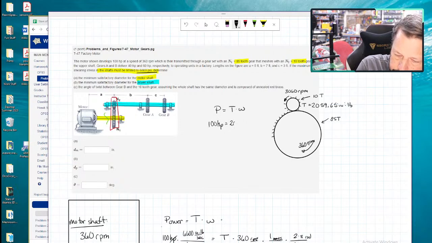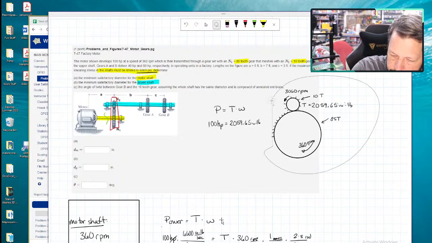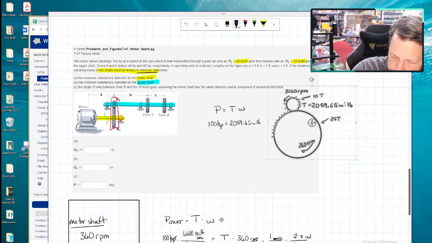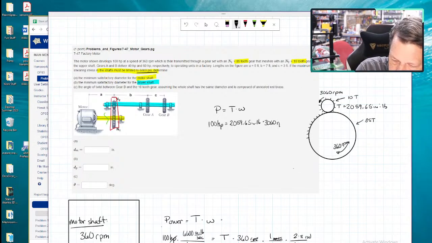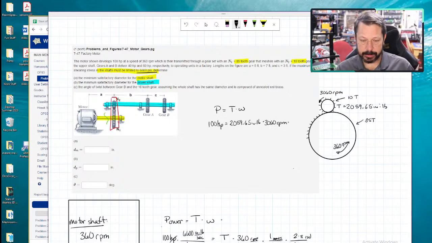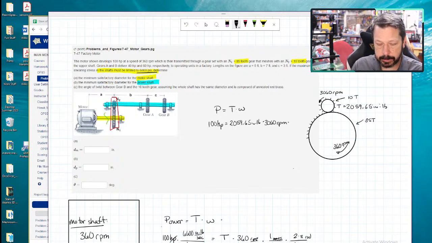If we plug this number in, 2,059.65 inch-pounds, I don't actually need this equation. We're just writing it. The speed of 3,060 RPM, that equation would also equal 100 horsepower. Now we'd have to convert our RPM over to radians per second. So 3060 divided by 60 times 2 times pi times 2,059.65 inch-pounds divided by 6,600 gives me 99.99989. So essentially 100 horsepower.